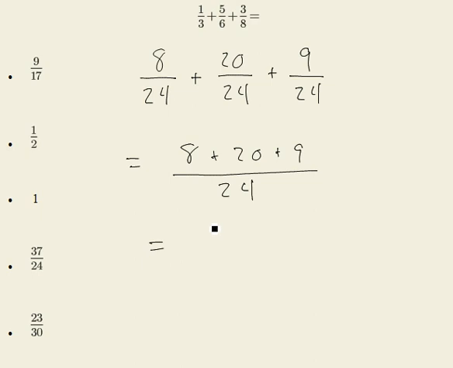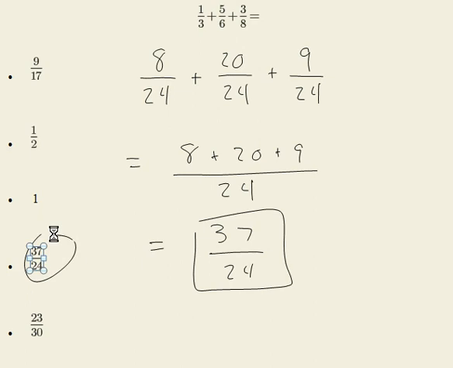8 plus 20 plus 9 is 37 over 24, which is our final answer, which is choice D.